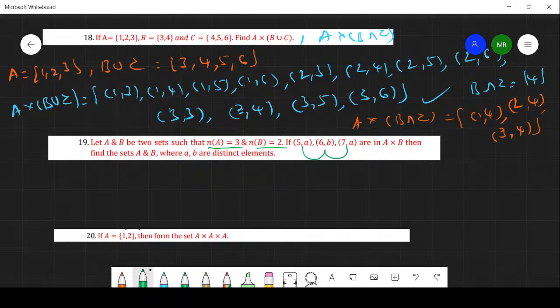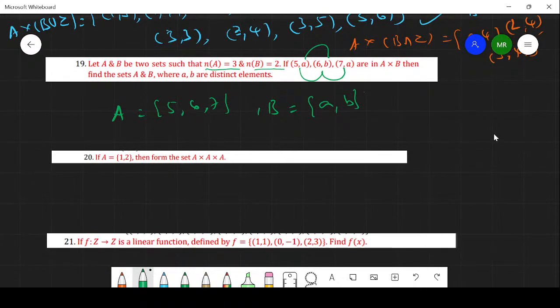So look into this. Clearly A has 3 different elements. You see here 5, 6, 7, 3 different elements. So I can conclude A is equal to {5, 6, 7}. B has only two elements, so B is equal to two different elements, a and b. So I can write B as the set {a, b}. Is that clear? {a, b} is the required answer: A equals {5, 6, 7}, B is equal to {a, b}.